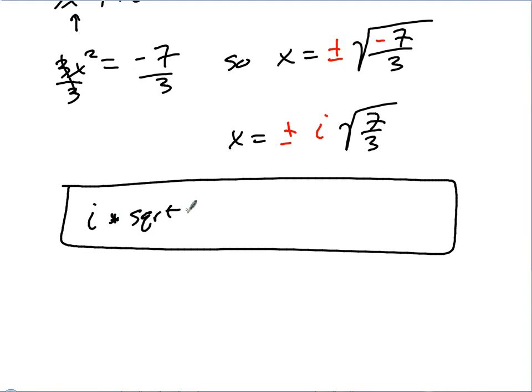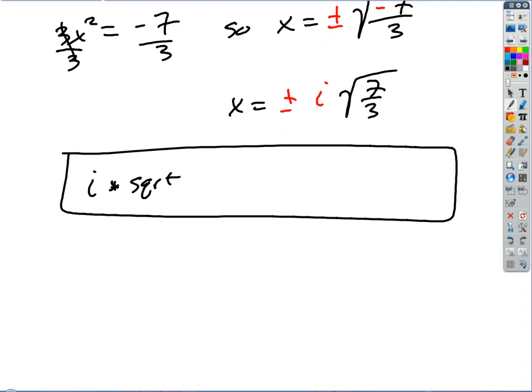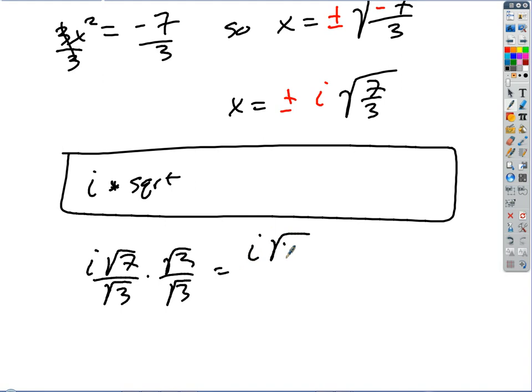Oh, I see what they did. No, they did it right. They just did some extra stuff. They took the radical out of the bottom. They multiplied top and bottom. They were overachievers. They didn't have to do this. But what they said was i times the square root of 7 over the square root of 3, and they multiplied top and bottom by square root of 3. So they got i times the square root of 21 over 3.